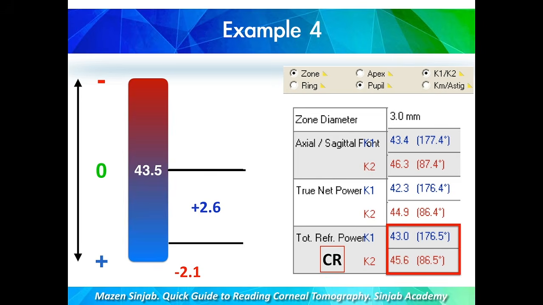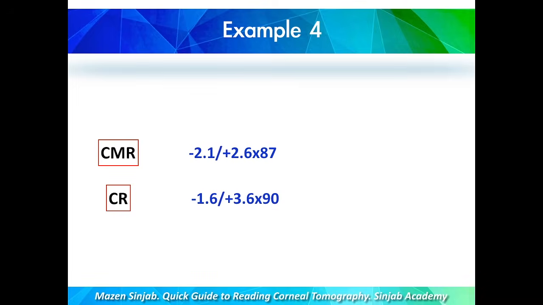And then we are going to treat the plus 2.6 diopter cylinder in order to make all the cornea plano. So the patient has corneal refraction of minus 2.1 diopter sphere plus 2.6 diopters at the steep axis because the cylinder is in plus. And then we will compare corneal refraction and corneal manifest refraction, and as you see, there is not much difference.